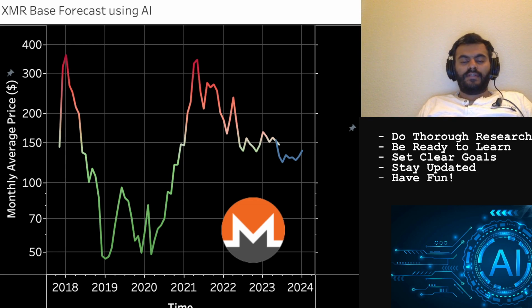And for doing this forecast, let's first get the statistics out of the way, where the chart that you're seeing on the screen is color coded based on historical z-score for any particular month. So when the color is red, that means the z-score is positive. That means the price at that point in time is several standard deviations away from the mean.